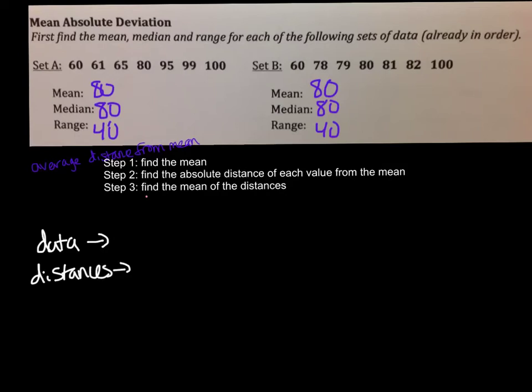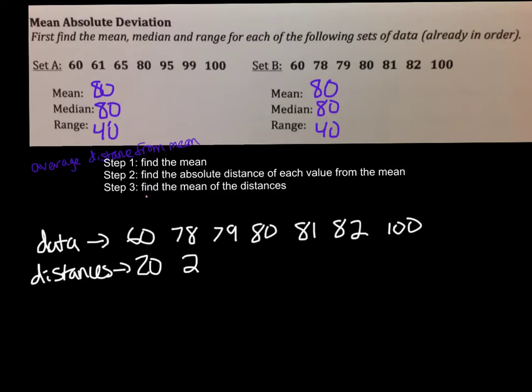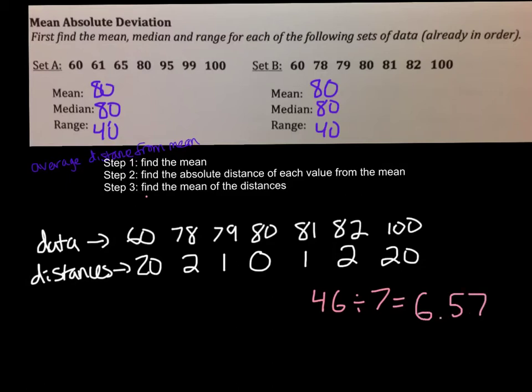So again, I'm going to write my data set, which is my 7 numbers from set B, and find each of the distances from the mean. So in this case, 60 is 20 away, 78 is 2 away, 79 is 1 away, etc. And now I've found the mean. I've done step 2, so I found the positive distance between the mean and each of these data points. And now I need to add up all those distances and divide by the number of numbers there are, because I'm finding the mean of the distances. When I do that, I get 6.57.